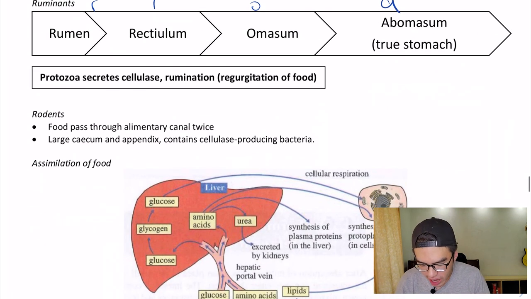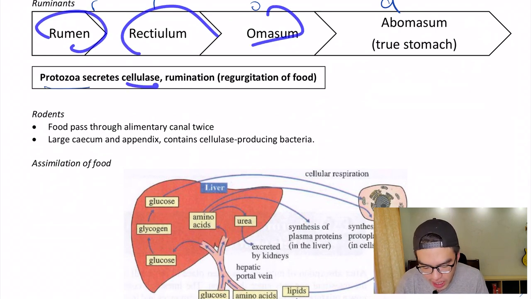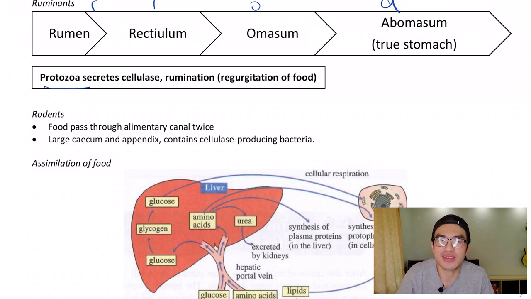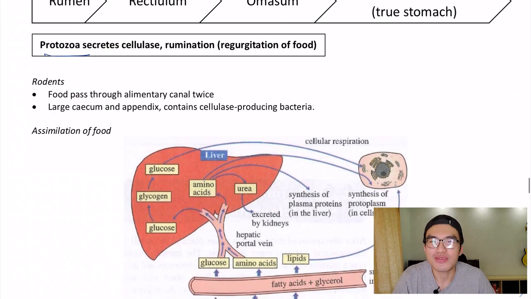They have protozoa in the first few stomachs. They will secrete cellulase, and this cellulase will digest cellulose, of course. And they will do rumination, which means they will puke their food out. Don't say puke, say regurgitation. That's a better word. They will regurgitate their food back out and chew. That's why cows are always chewing something. When they are free, they will just bring something up and start chewing. I know it sounds disgusting.